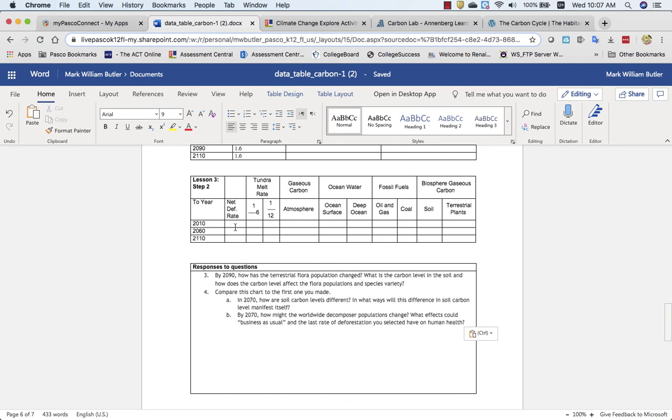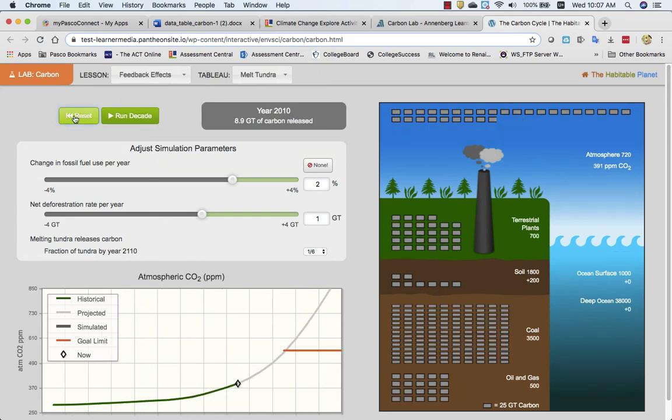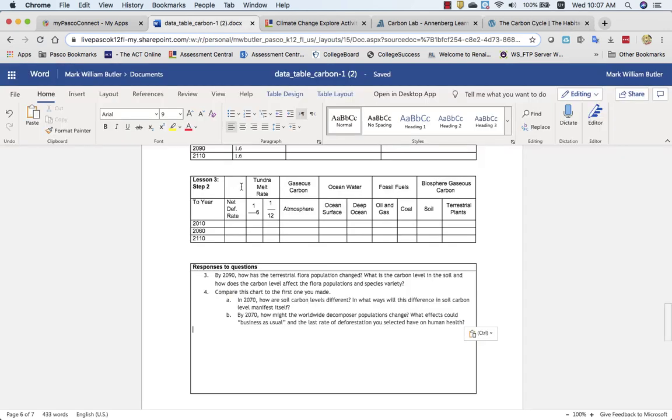We needed to record the 2010 values here. All right, so let's reset that. Okay, we're back to 2010. We're at 1/6. We need to record these values again. Same numbers, guys, that we've been seeing. And the data table wants the net deforestation rate, which is 1. We know that. We chose 1/6, so we're going to put an X here.